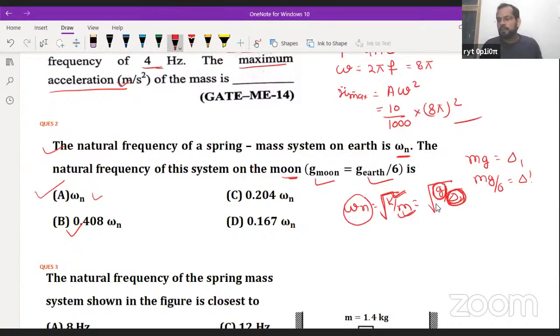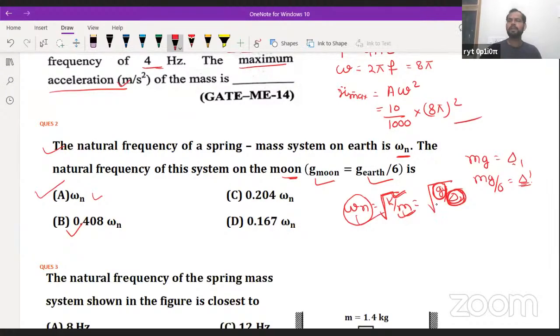Khyati, very good. So the answer for this question is nothing but omega n. So never get confused with this question, because this is a very good question. If g changes, the corresponding delta will change, because he is not saying that for the same deflection. He is saying for the same system. So when the gravity effect reduces, your deflection will also reduce in the same way, so the ratio will remain the same. That means the natural frequency will remain the same.